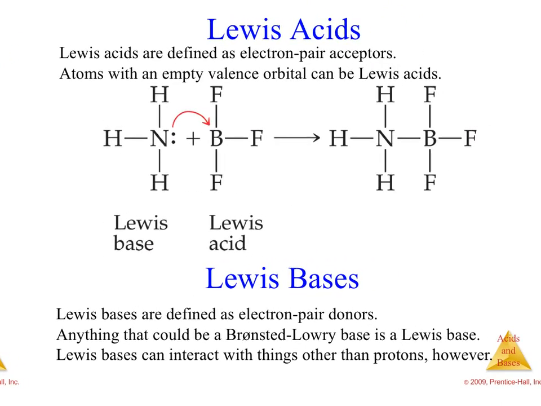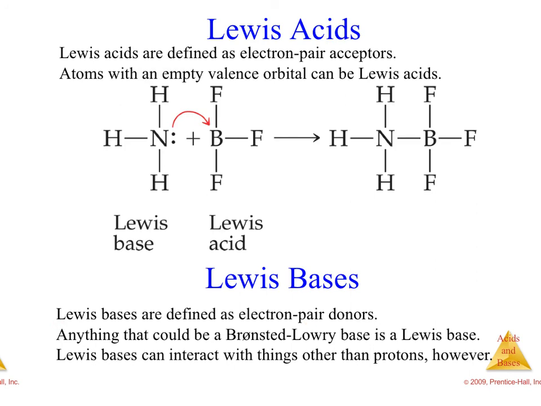And lastly, we're going to look at a definition of a Lewis acid and a Lewis base. Lewis acids are defined as electron pair acceptors, so think Lewis acid, electron pair acceptor. Atoms with an empty valence orbital can be a Lewis acid. An example here is this BF3. So boron has an incomplete octet. I know it is stable with only 6 or 8 electrons. So right now we have 6. That makes it a Lewis acid. It can accept 2 more electrons.